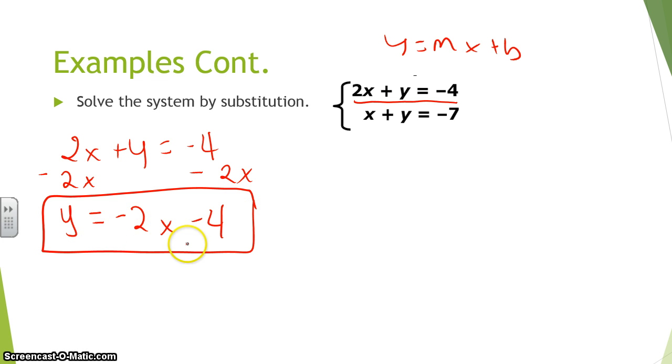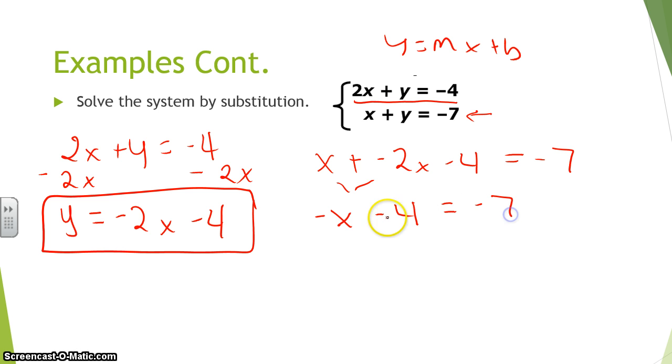So since y equals that, I'm going to substitute this into my second equation to help me solve this. So I have x plus my y. What did we solve for y? That's negative 2x minus 4, which equals negative 7. Notice we have x's here. So we can solve for my x. We can combine like terms. x plus negative 2x gives me a negative x minus 4 equals negative 7.